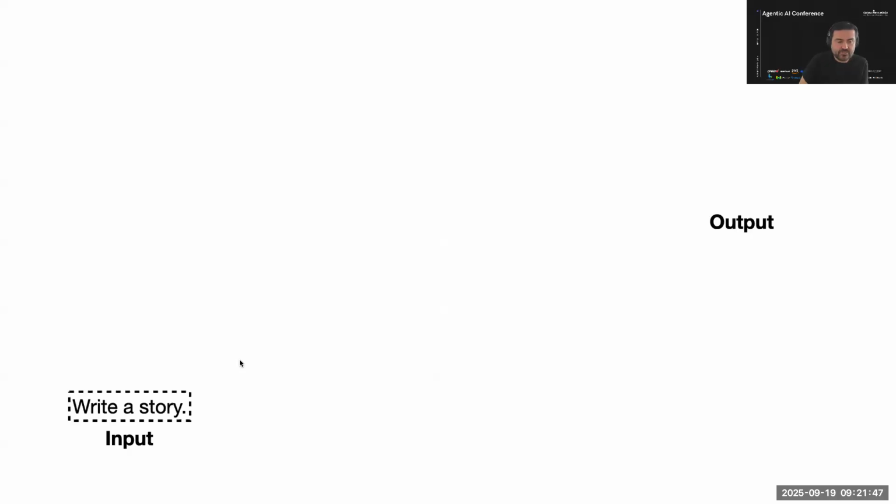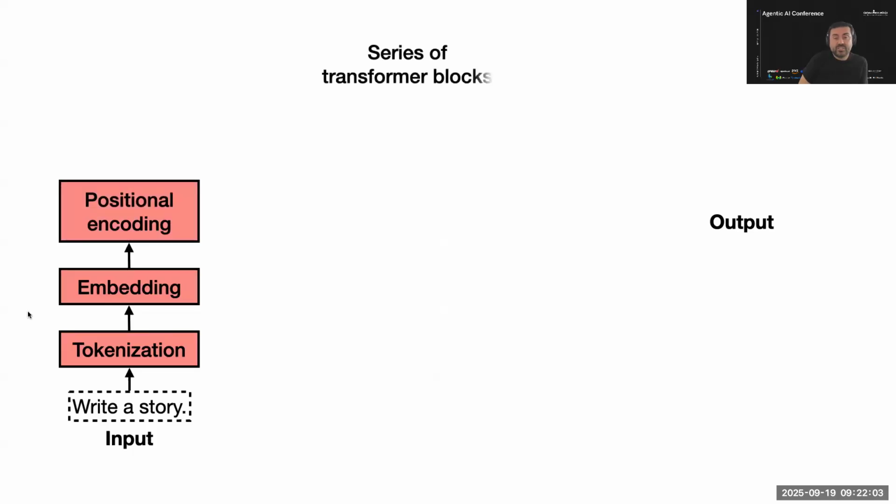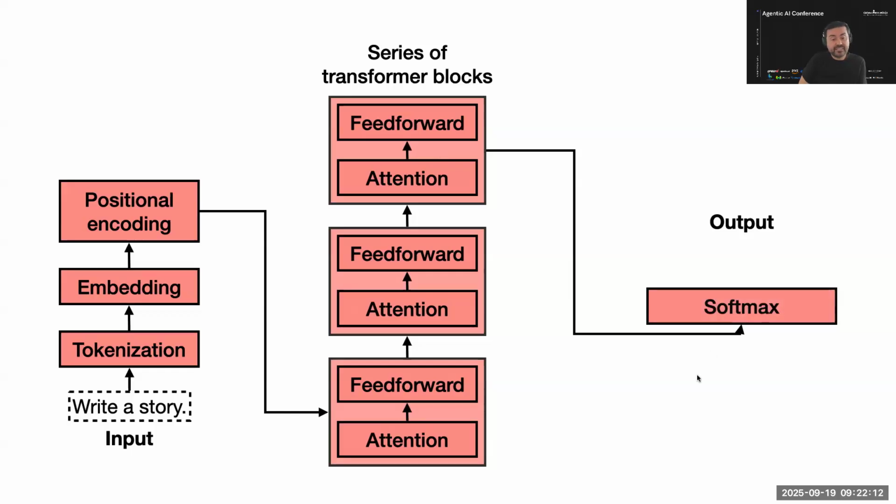I like to look at transformers in the following way. Let's say my prompt is write a story and the output's going to go here. First, you go through something called tokenization. We'll talk about it. Then embedding, very important. Then positional encoding, which gives the words order. And then you get to the meat of the transformer, which is a series of transformer blocks where you have feed forward and attention. We'll talk about those. And then finally, you get the softmax. And that gets to the next word.